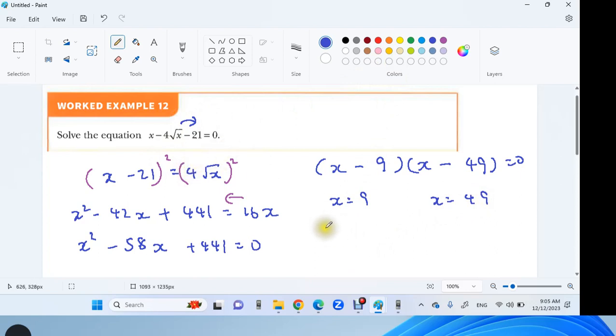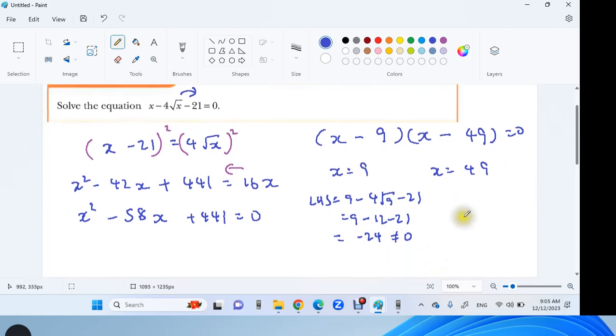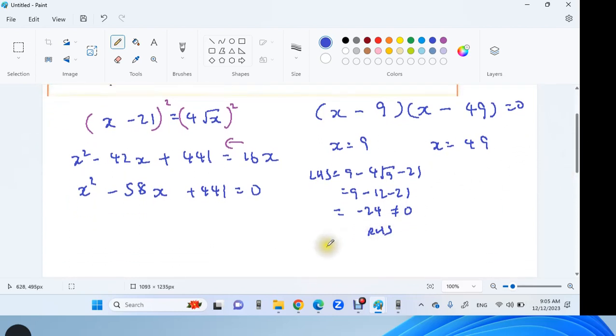So you'll find that when x equal to 9, then the left hand side equal to 9 minus 4 square root 9 minus 21. That is 9 minus 12 minus 21, then is negative 24, not equal to 0. This is not equal to the right hand side, so this one we have to reject.